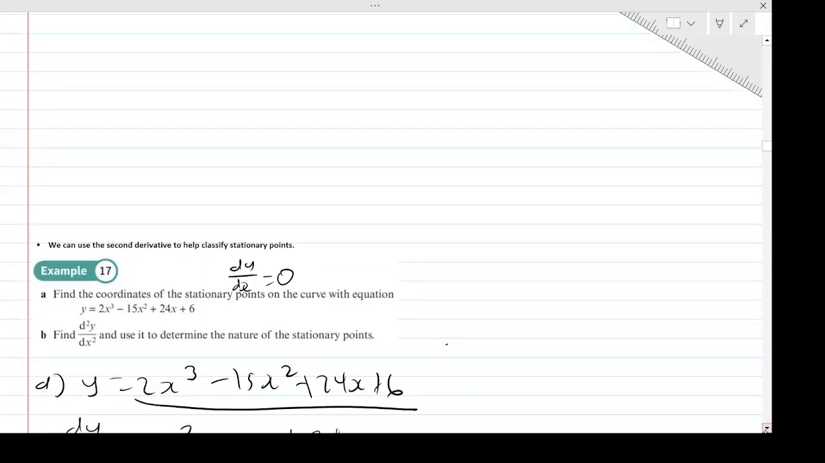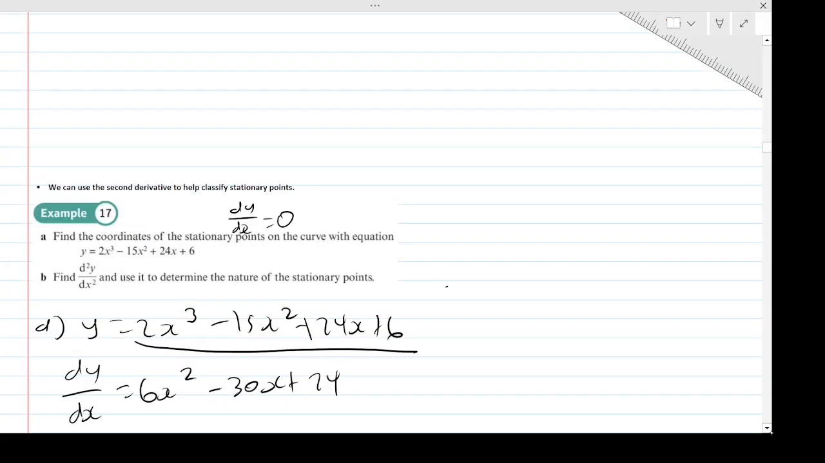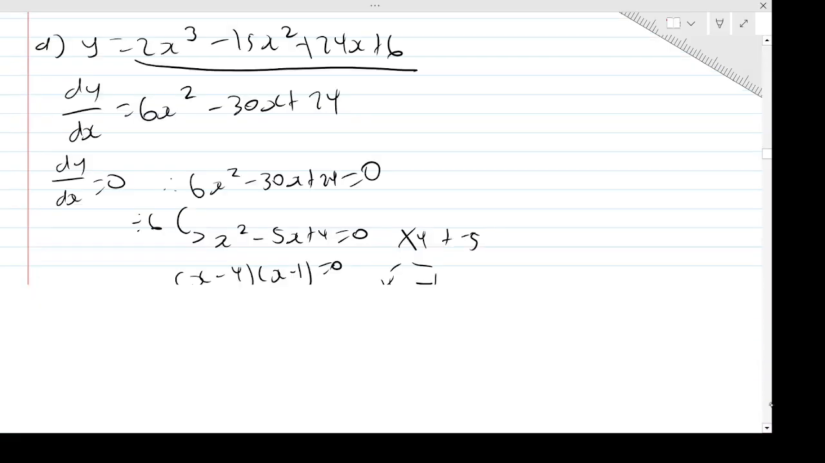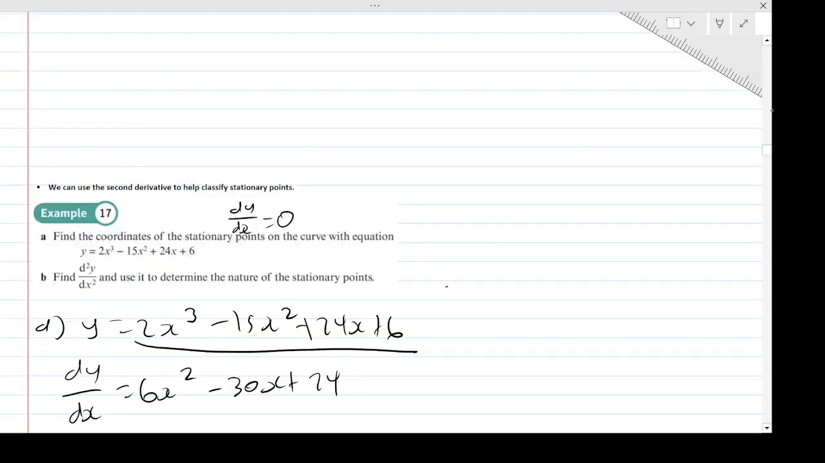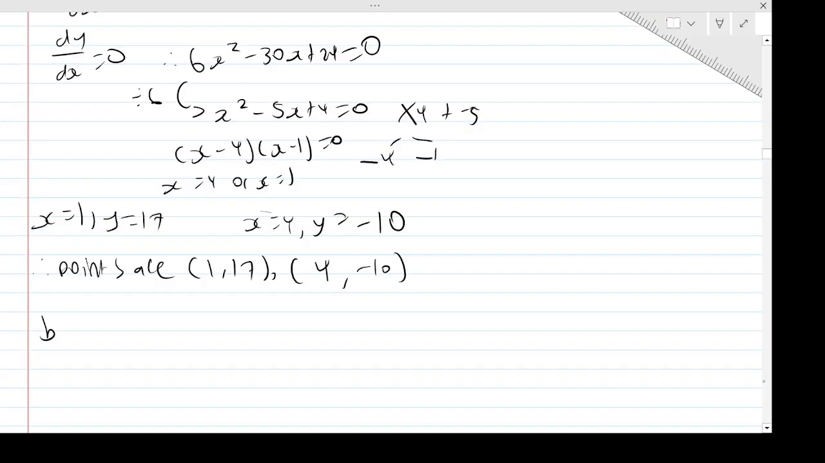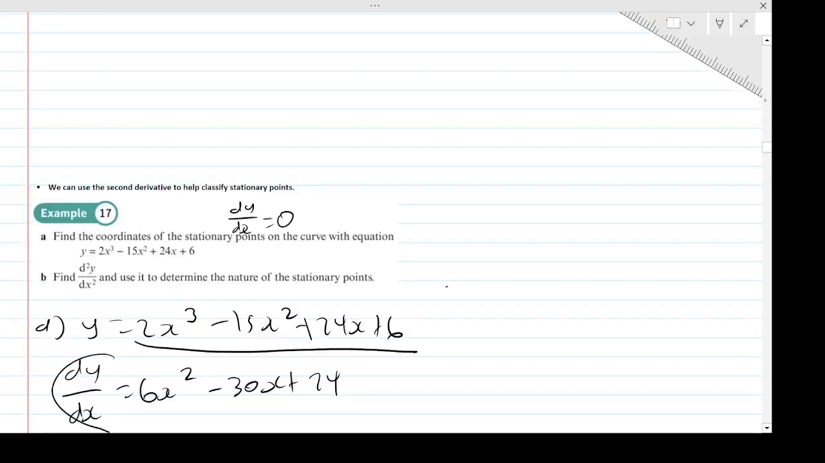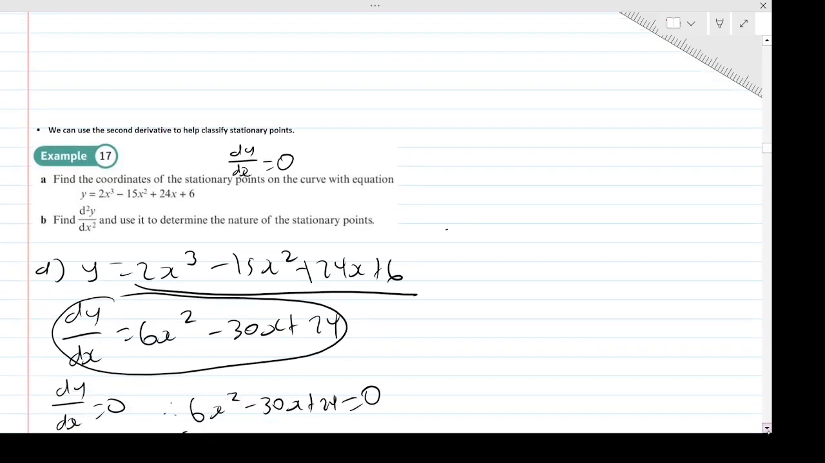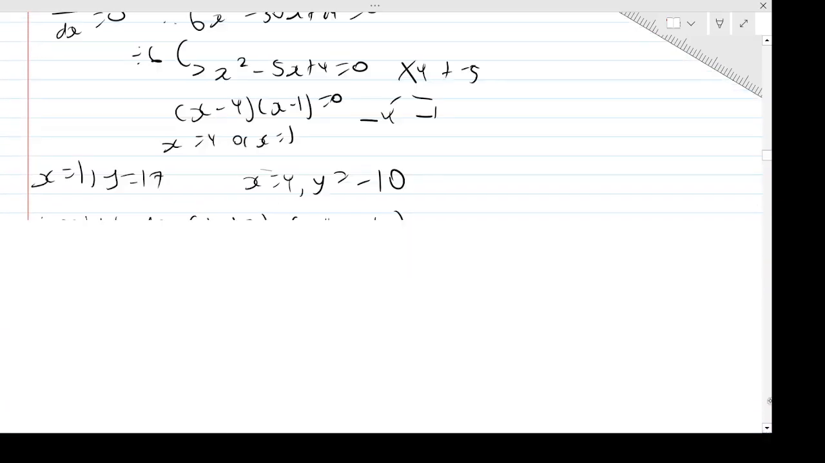Cool. So part B says find d squared y by dx squared and use it to determine the nature of the stationary points. Very common exam question, that is very common language. The nature means is it a maximum, minimum or point of inflection, and we can use the second derivative test to help us with this. So in part B, we already worked out the first derivative, so remember the second derivative is differentiating again. So 6x squared would go to 12x.